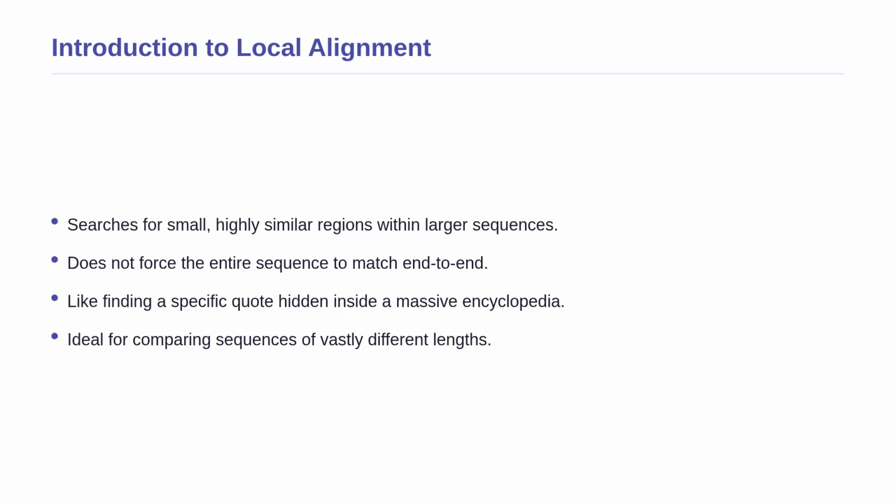Instead of forcing the whole sequence to match from beginning to end, local alignment searches for small, highly similar regions hidden within larger, potentially unrelated sequences. It is like finding a needle of similarity in a haystack of genetic code. This approach is incredibly powerful when you are comparing sequences of vastly different lengths, where global alignment would fail by introducing too many gap penalties.